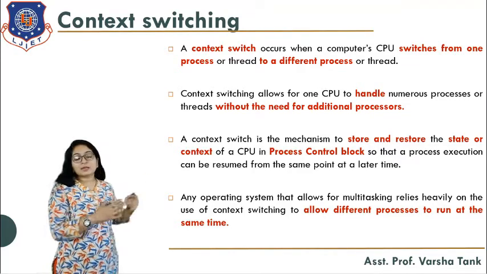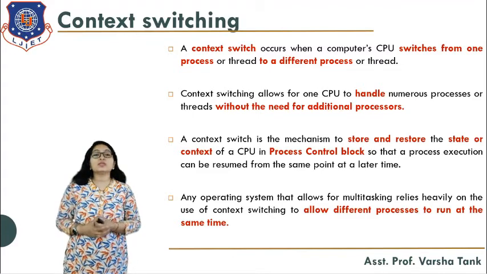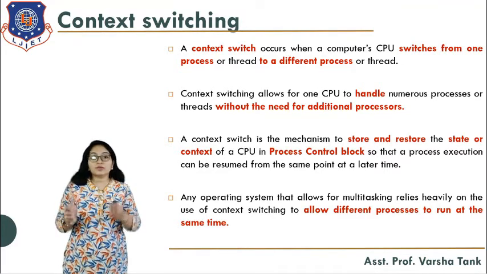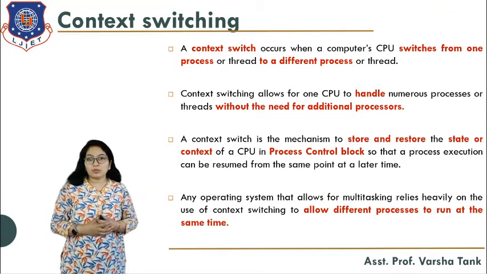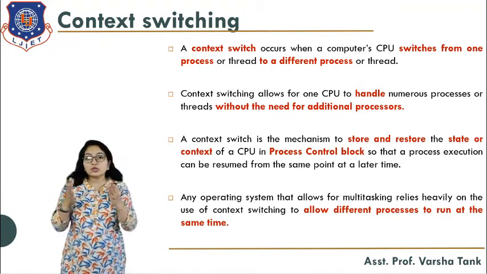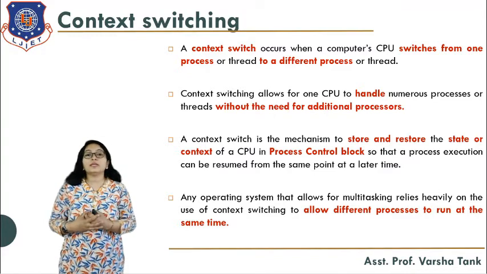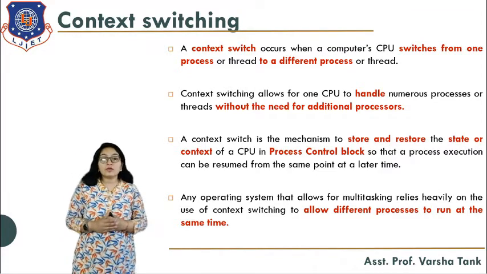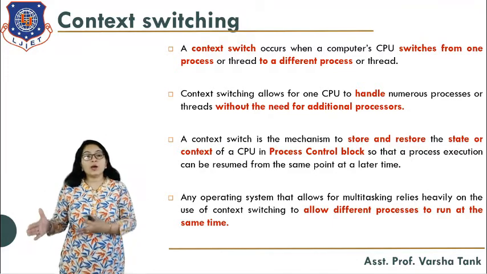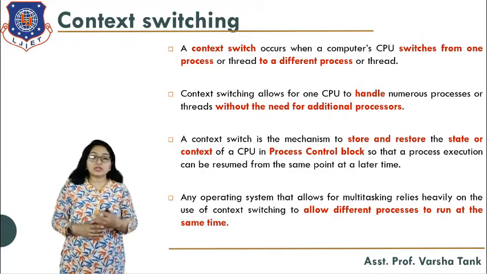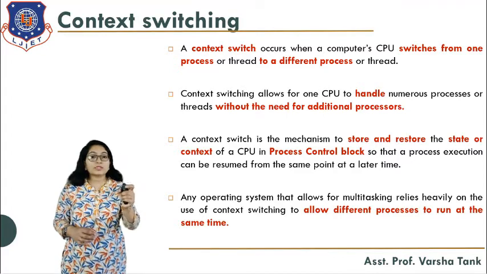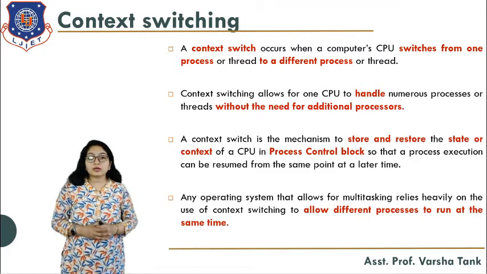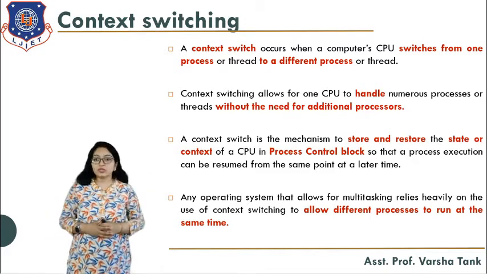So context switch is a mechanism to store and restore the state of the processes in the process control block, so that the process execution can be resumed from the same point at a later time. When a process is blocked for some reason and is then executed again, the information about where the process has to start is stored in the process control block using context switching.